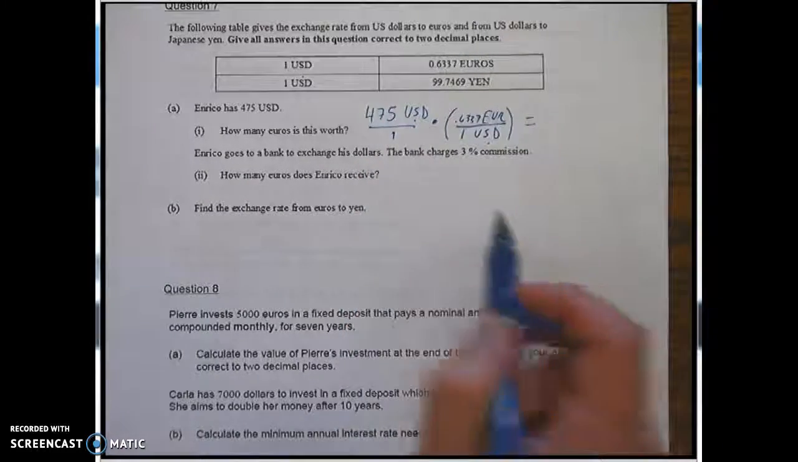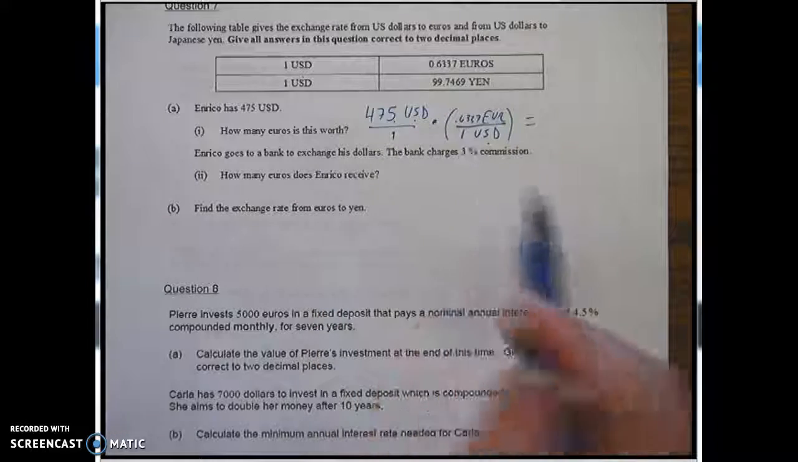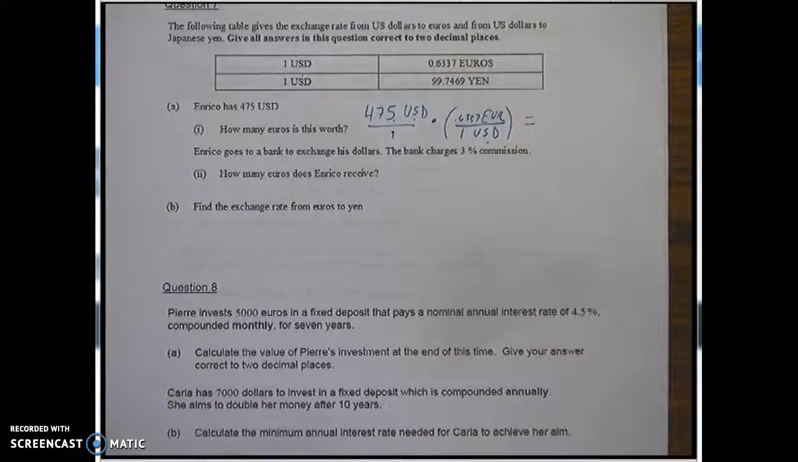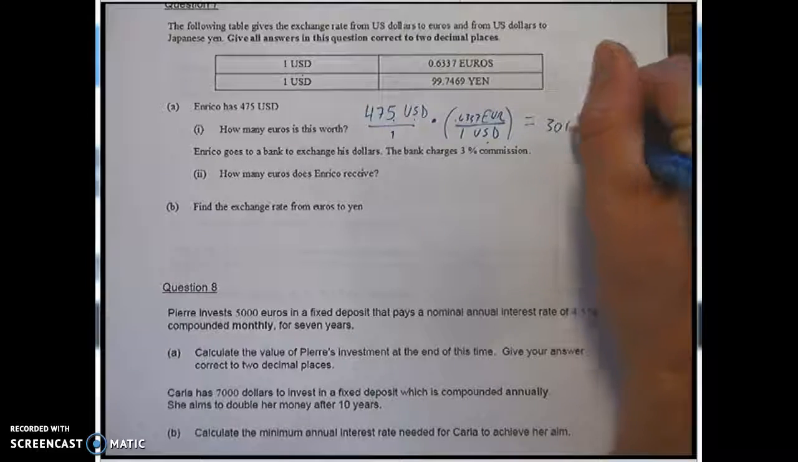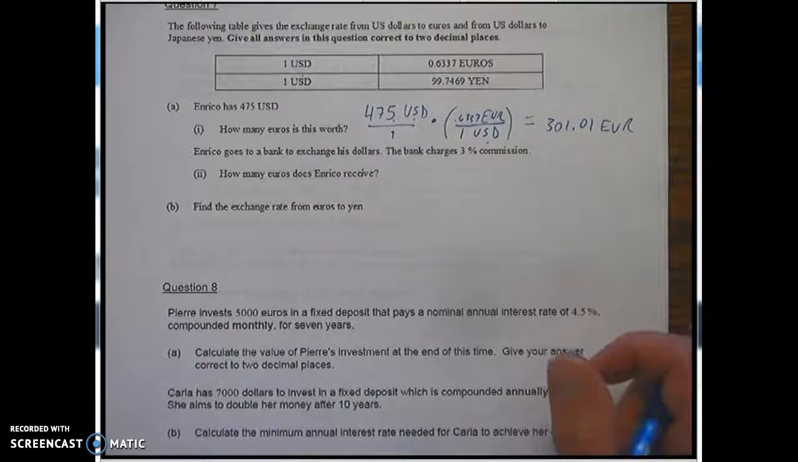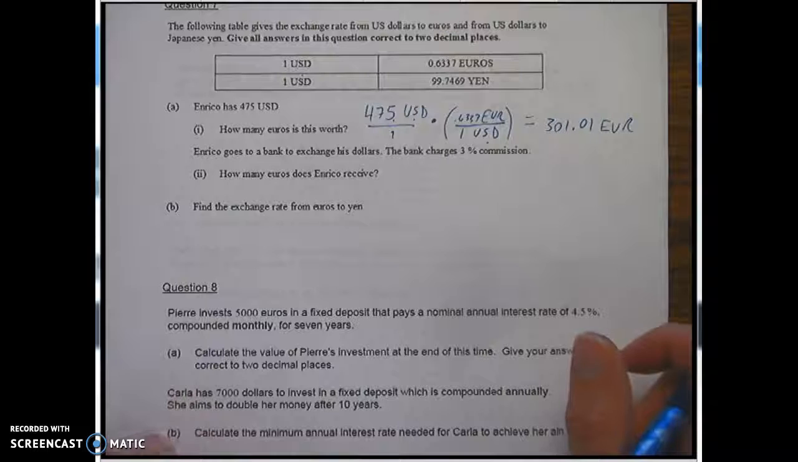Now, all we got to do is multiply straight across, and with fractions, it's straight across. This is 475 over 1, so I'm essentially doing 475 times 0.6337. When you do that calculation, you find that you're left with 301.01 euros. Okay? Enrico goes to a bank to exchange his dollars. The bank charges 3% commission. How many euros does Enrico receive?